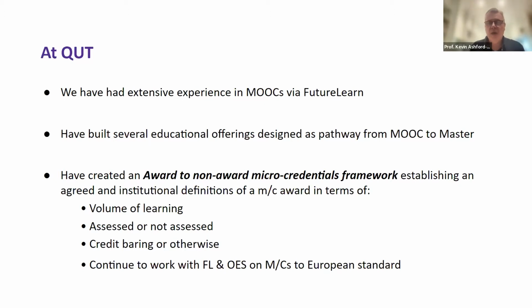One of the things we've done with our MOOC provider, FutureLearn, is work out whether there are ways we can take the MOOC offering and break it up into smaller chunks that build progressively, from a free, massively open online course to a smaller micro-credential and then a bigger micro-credential that hopefully stacks towards an award, in our case a master's. We also created an award to non-award micro-credential framework. We needed to establish this because, even within our own institution, it was a little bit like the Wild West, with a number of departments and faculties going their own direction and doing their own things around micro-credentials.